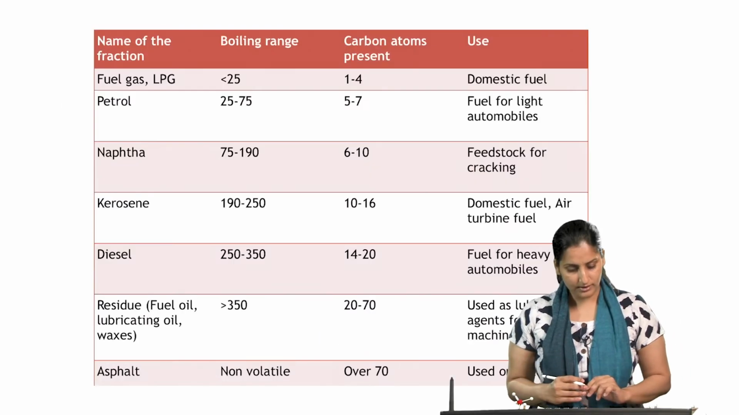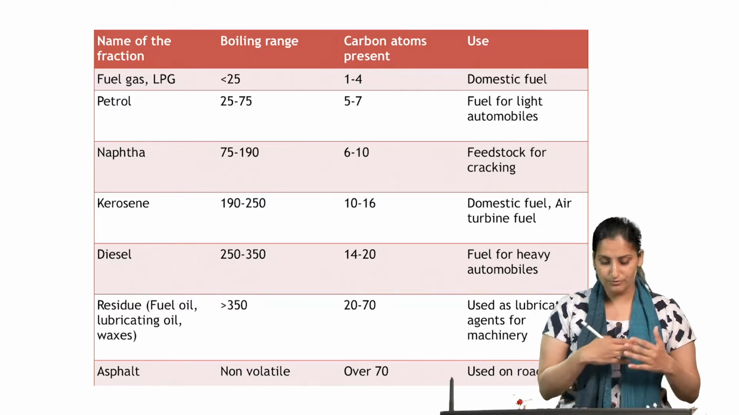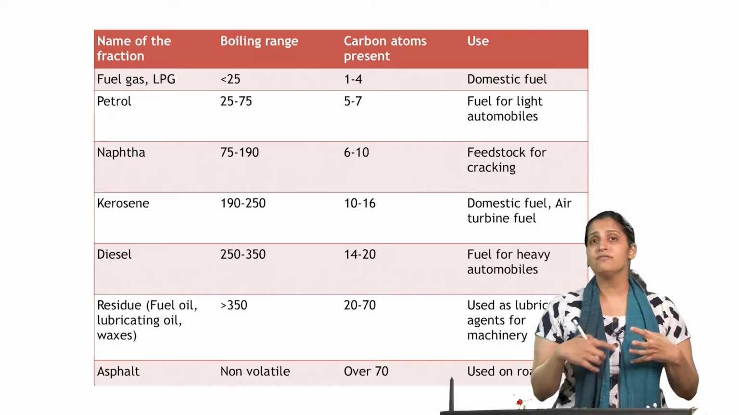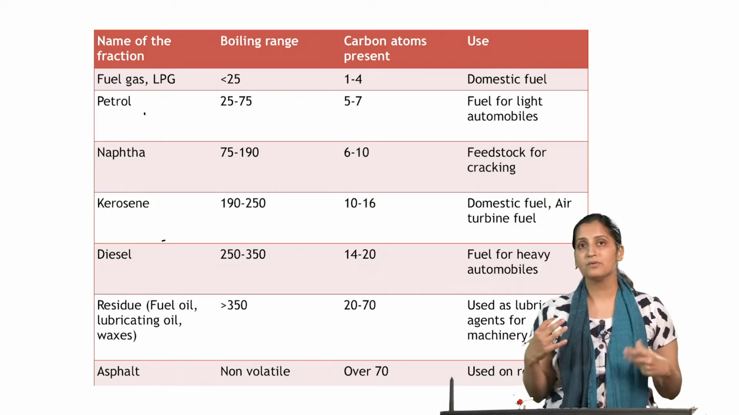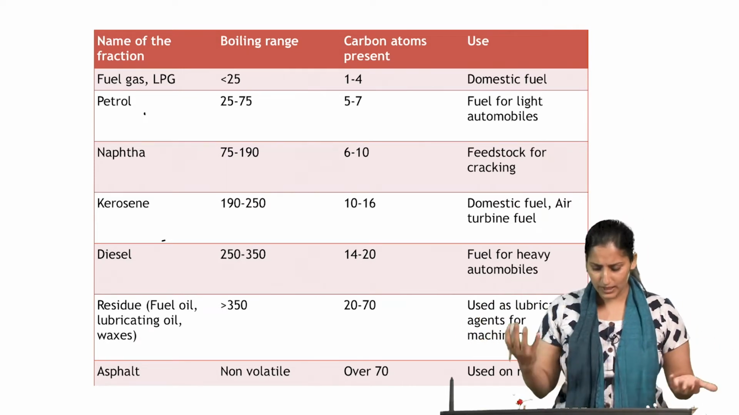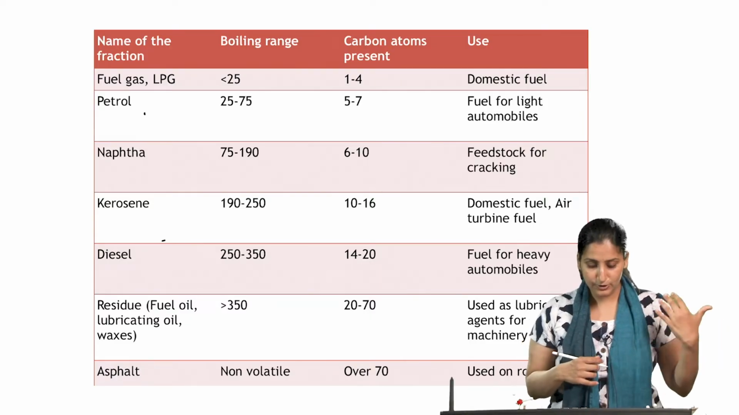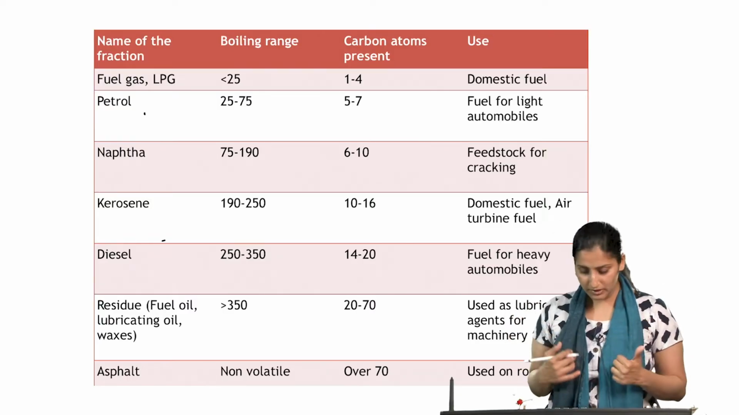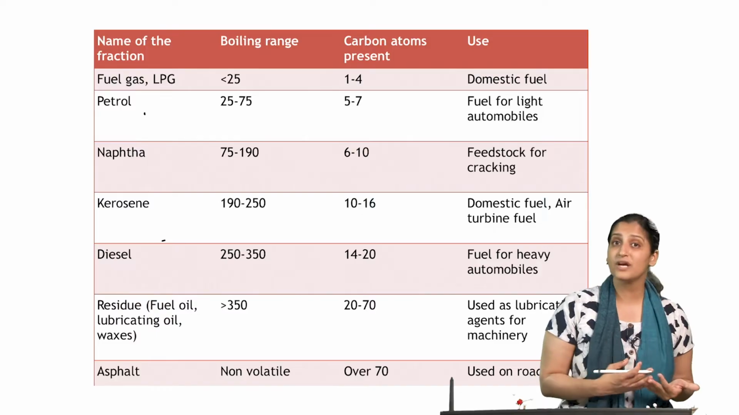If you look at this particular table here, what you will observe is that we get our LPG or fuel gas, which has around 1 to 4 carbons. It can range from methane to butane, and we use it as a domestic fuel. Petrol has carbon numbers from pentane to heptane, 5 to 7, and you have isooctane as well. So, it should rather be 5 to 8, which works as a fuel for light automobiles. If you go further, you have naphtha and kerosene. You must have seen that kerosene is used as fuel in most of the smaller villages, or you have diesel, and you must have heard about fuel oil, lubricating oil or waxes.